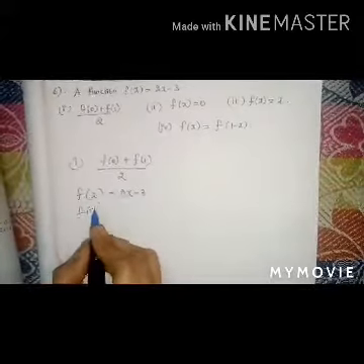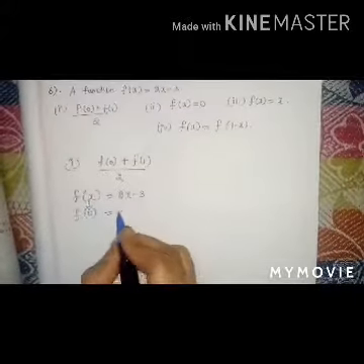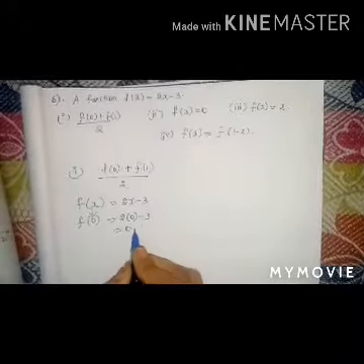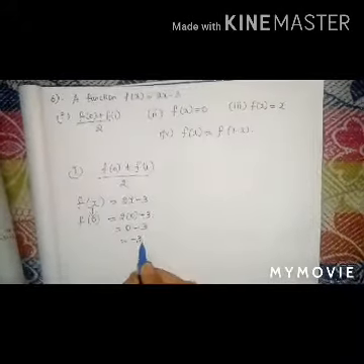First let us find f of 0 here. Substitute x value as 0. 2 into 0 minus 3. 2 zeros are 0. 0 minus 3 is minus 3.